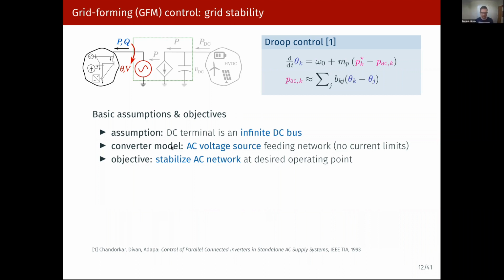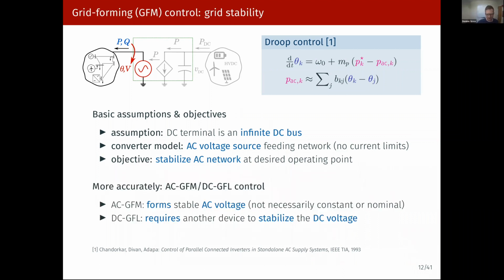So basically, a more accurate description of what's going on here is that this is AC grid forming, but it's DC grid following, because it assumes that the DC terminal of the converter is stabilized by some other device. And typically that will not mean then we put a battery here, right? Because if I have renewables here, I cannot really guarantee that this voltage is stable at all times. And that's resulting in quite a few challenges.